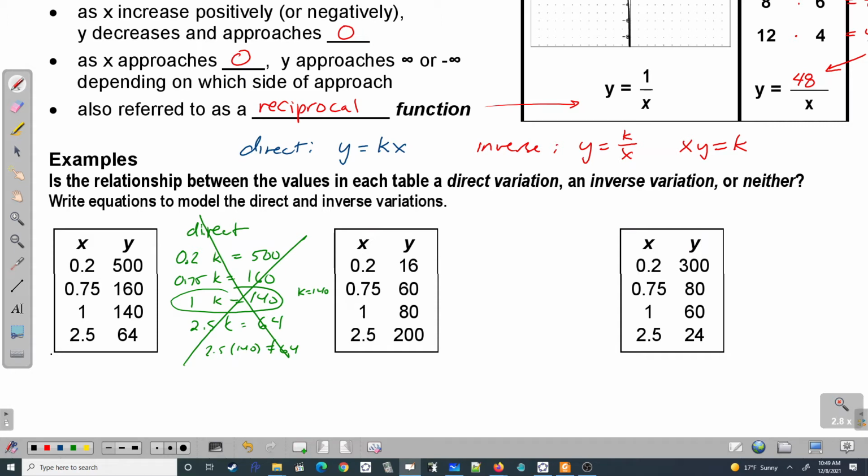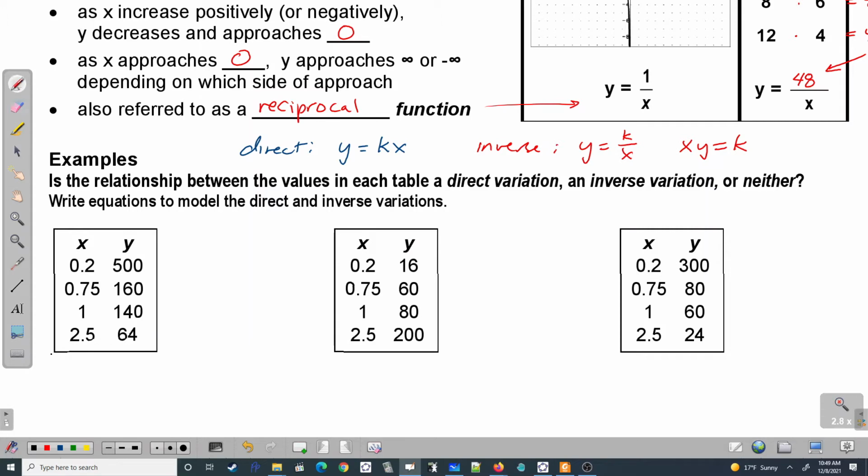And that's really how you figure out direct. Am I multiplying x by the same number to get to my y value? That's not the case. In fact, what I'm seeing is as my x's are increasing, my y's are decreasing. So there's a better chance that this might actually be an inverse relationship. So I'm going to erase this now. Bye-bye.